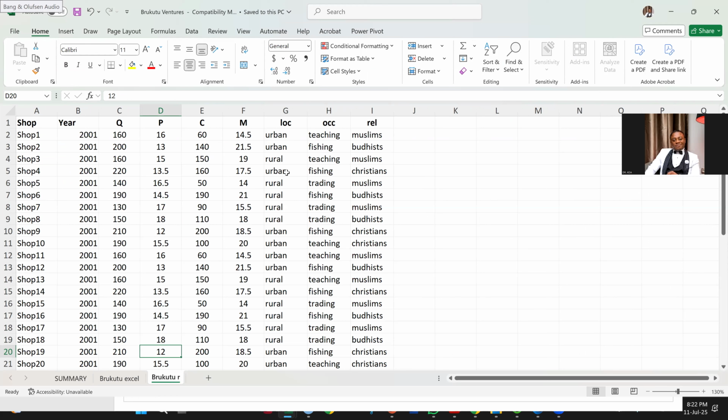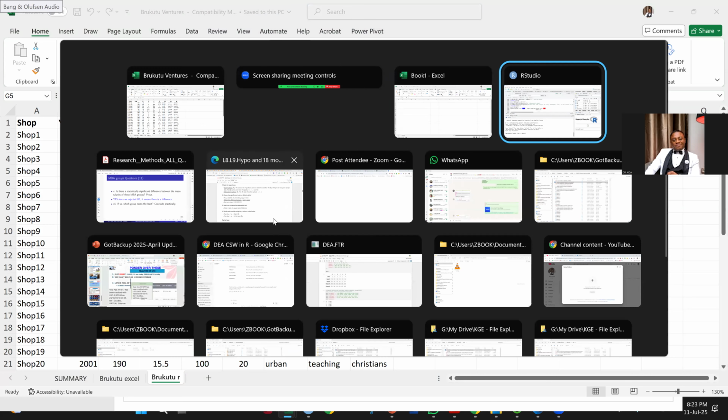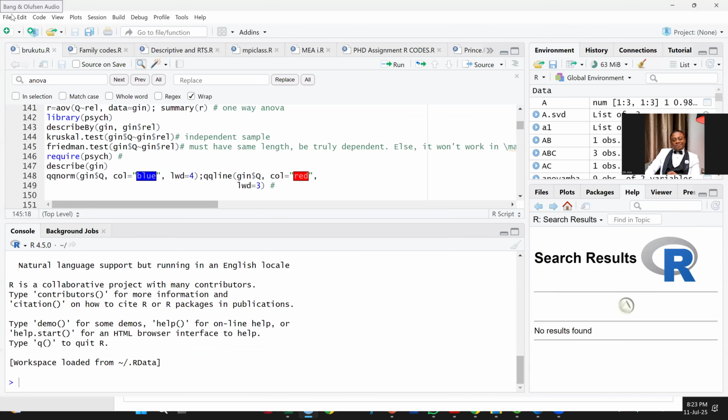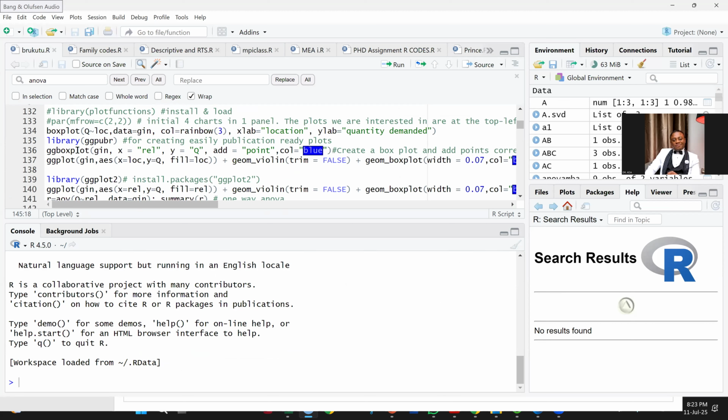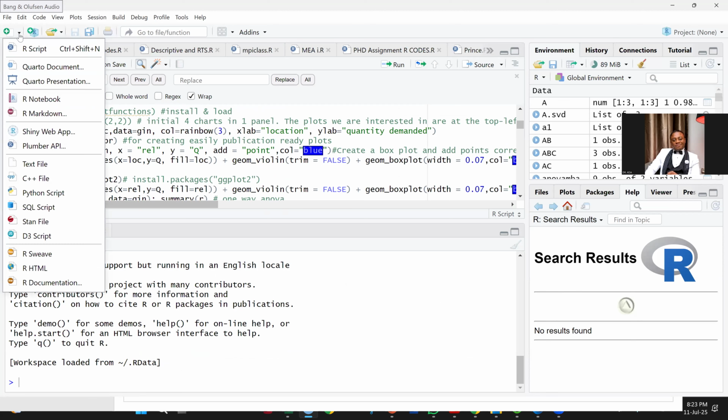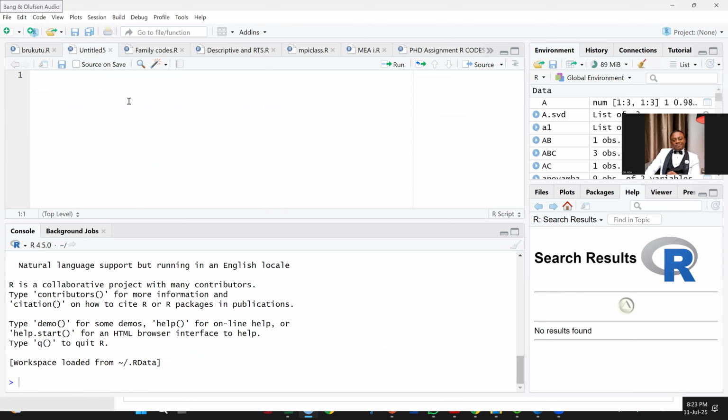This is the Burukutu R. This data set we are going to take into our R Studio. So I'm assuming some of you have been taking pictures and posting it on the page. So I want you to open a new, when you open R, this is what you see. In order for us not to, we are going to have a new sheet. So let's assume we have a new sheet here.